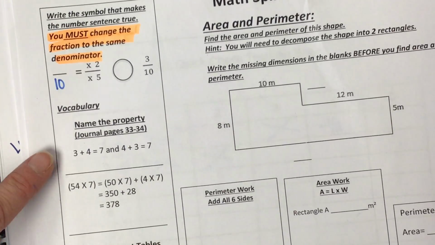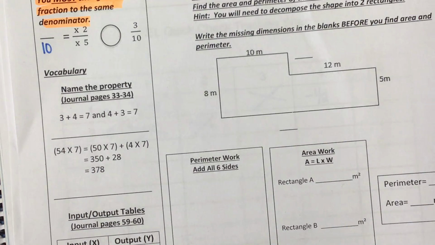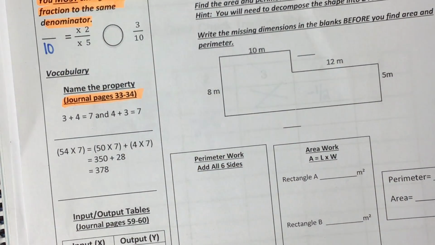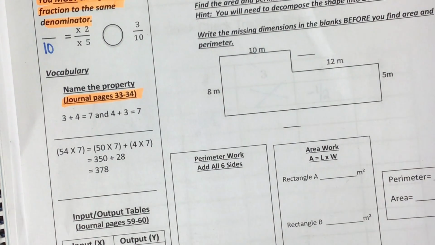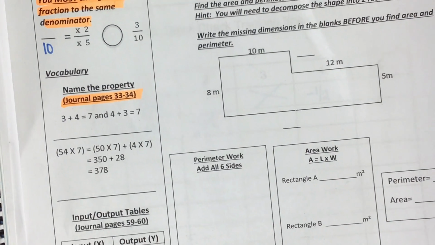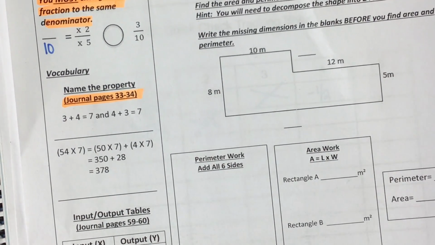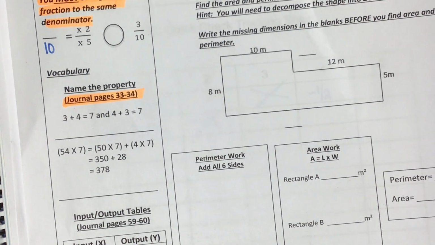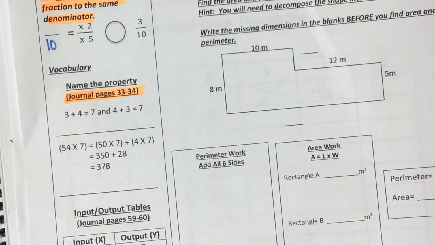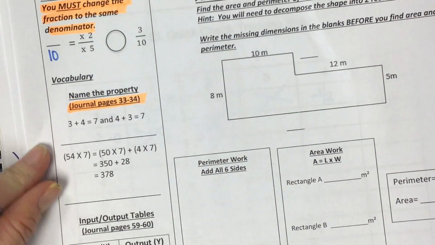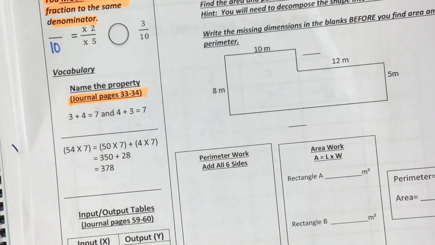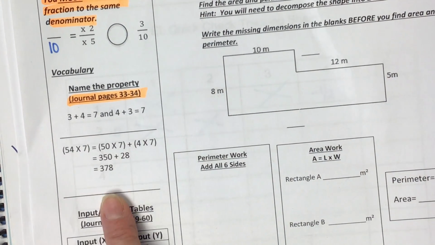Okay, name the journal property. You will want to go back to journal pages 33 and 34 because we have not done this in a while. I want to tell you that just last week, my 7th grader who is taking honors math at the middle school took a quiz over the properties of multiplication and addition. These are not going away. You will need to know them. So please make sure that you know these properties.